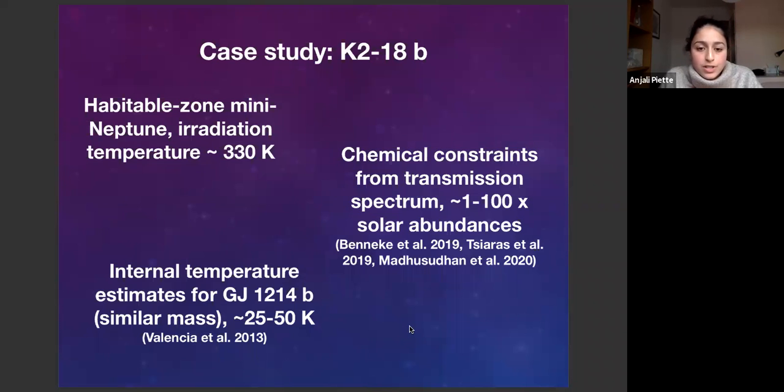And for the internal temperature, obviously that's very difficult to measure observationally, as I showed before, but it is possible to estimate it with planetary evolution models, which is what is usually done. So here we took an example from Valencia et al. 2013, and they calculated for GJ1214b, which has a roughly similar mass to K2-18b, that across a wide range of ages and different atmospheric compositions, we would expect the internal temperature to be between about 25 and 50 Kelvin. So we're going to use that as our exploration range in this part of the work.